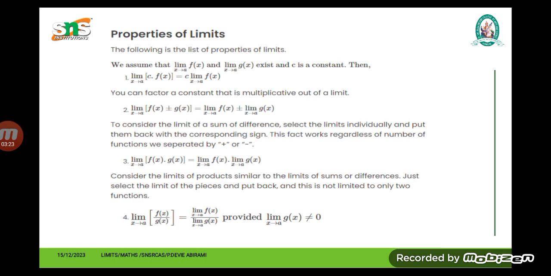My fourth property is the quotient property. That is, limit x tends to a f of x divided by g of x. I am going to apply my limit to the numerator and the denominator separately. Therefore, it is limit x tends to a f of x divided by limit x tends to a g of x. Here one condition is my denominator should not equal 0. If it is 0, then my function will be infinity. 1 by 0 is infinity.